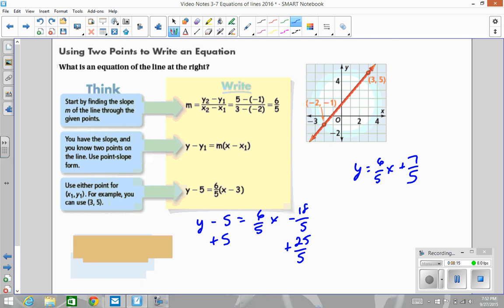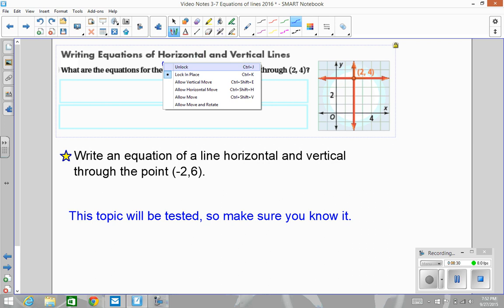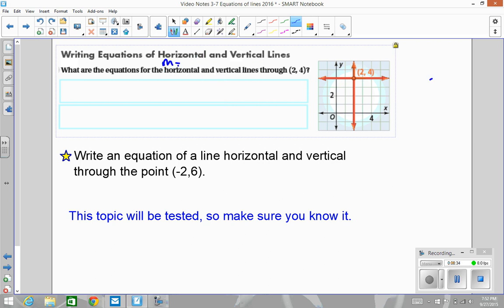Make sure you write this process down to help you. All right, so write an equation of horizontal and vertical lines. It says here, what is the equation for the horizontal and vertical line going through the point 2, 4? So a horizontal line has a slope of 0. The slope for the vertical line is undefined.